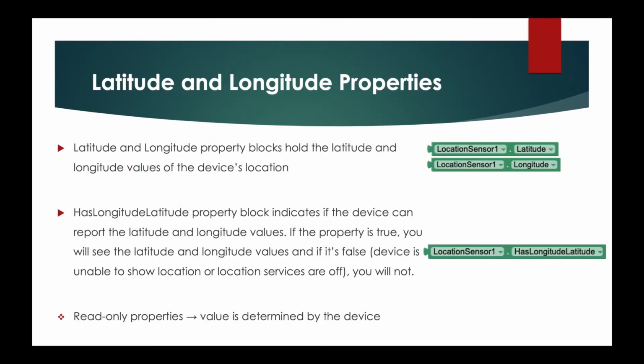Next are the latitude and longitude property blocks. These blocks hold the values of the latitude and longitude of the device's location. There are also the HasLongitudeLatitude property blocks that are read-only properties as their value is determined by the device. If the HasLongitudeLatitude property is true, you will see the latitude and longitude values, and if it's false, you will not. It may be false if the device is unable to show location values or if location services are turned off.